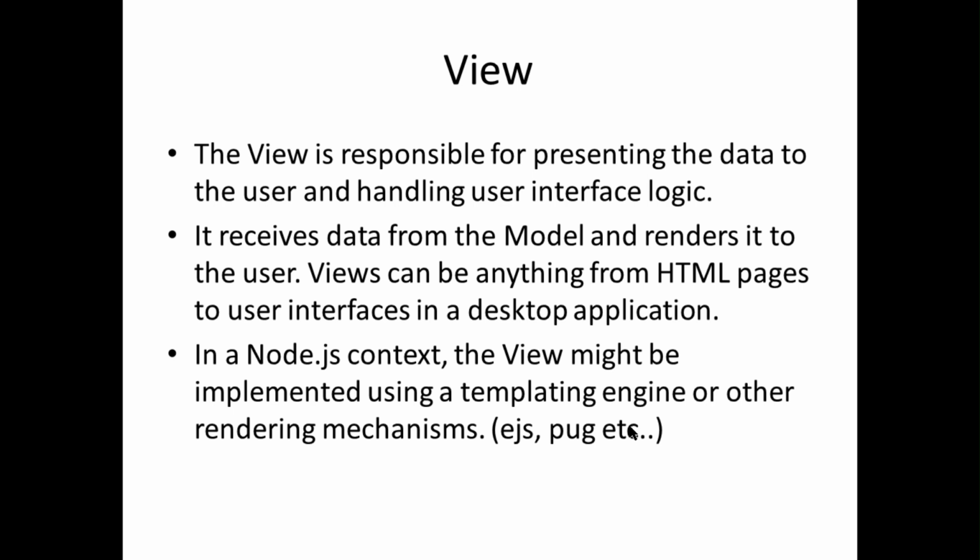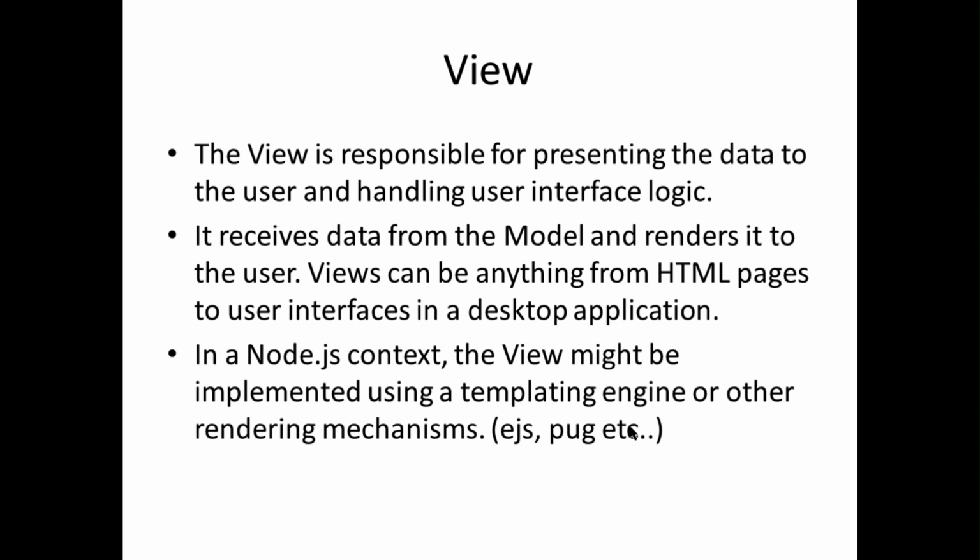Also, in the context of Node.js, the view might be implemented using a templating engine or other rendering mechanisms like Embedded JS, Pug, etc. These are all templating engines. So, in a Node.js application, the view is majorly built using templating engines like Embedded JS or Pug. These templating engines are useful to render the dynamic data in the HTML pages.